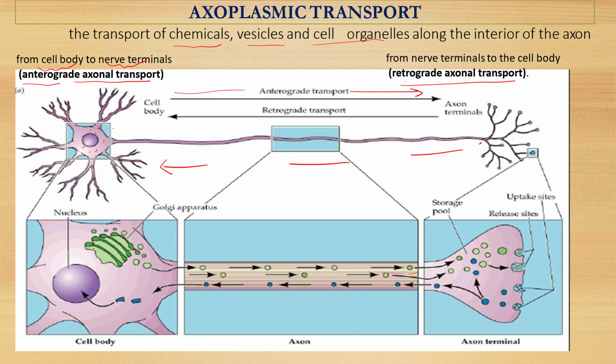So, the chemicals which are formed in the cell bodies are released and transported through the axon to the terminals, which is known as anterograde axonal transport. And after utilization, the empty vesicles are transported back to the cell body for further reuse in the manufacturing of neurotransmitters or other chemicals, so they can revert back to the cell body, and this process is known as retrograde axonal transport. So transport may be anterograde and it may be retrograde.